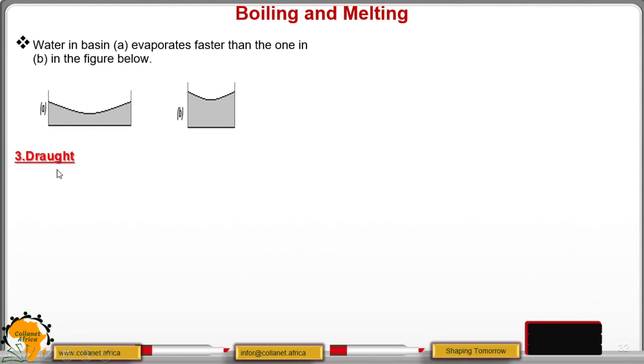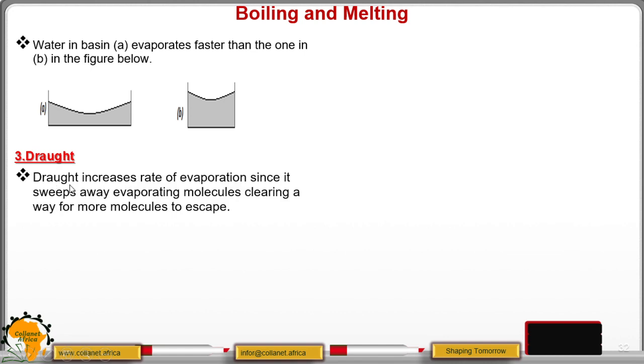Therefore they will escape to the environment. Then draught. Here we have that when we have wind or draught, it increases the rate of evaporation since it sweeps away the evaporating molecules, clearing the way for more molecules to escape. So as you have wind here, the molecules will be cleared by the wind, and therefore more molecules will be exposed, and more will evaporate. That way it will increase the rate of evaporation. And that is why clothes dry faster on a windy day.